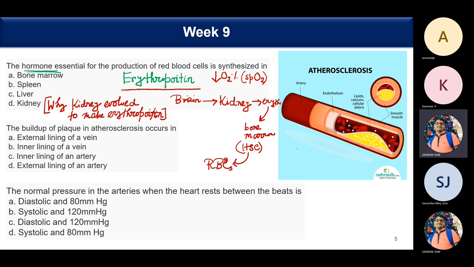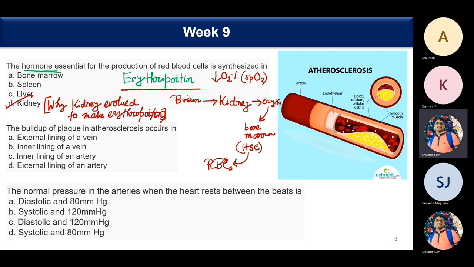Why not some other? There are some questions that you should learn, and let's see if we have any answers. In the next class, we may discuss this question: why did the kidney evolve to make erythropoietin? Maybe in some later classes, we can discuss why only the kidney evolved to make erythropoietin. Okay.